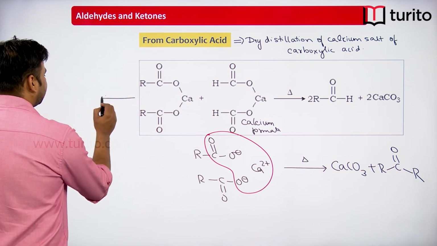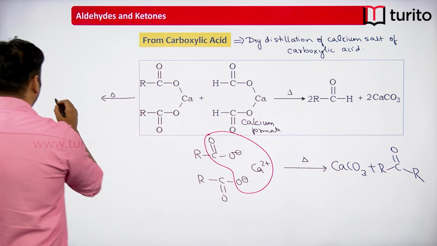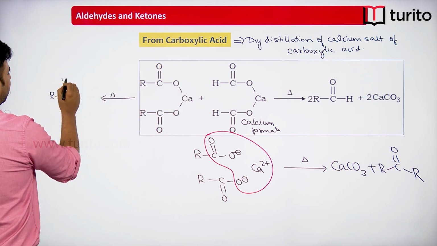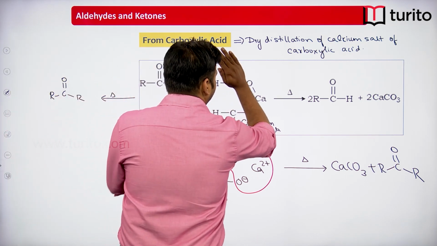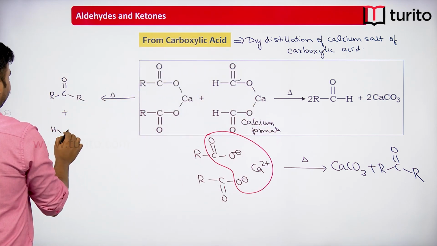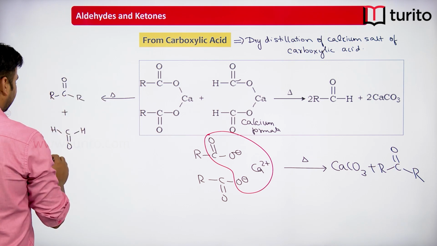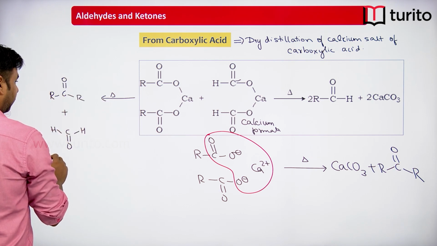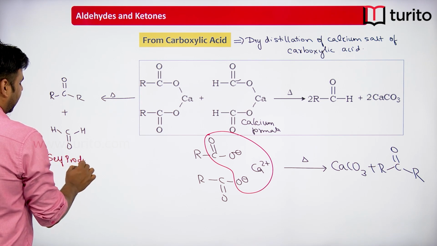So if we talk about the self product, if you heat it, calcium carbonate will go out from here, this R group will get attached over here and we'll form a ketone. Similarly, if you take calcium formate and heat it, calcium carbonate will go from here and hydrogen will get attached over here. So it will form a formaldehyde. So these are the self products that would be formed.